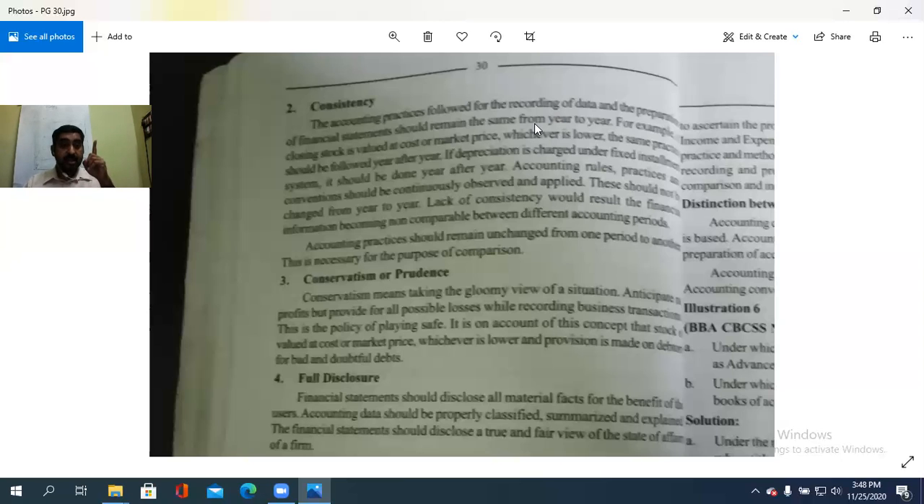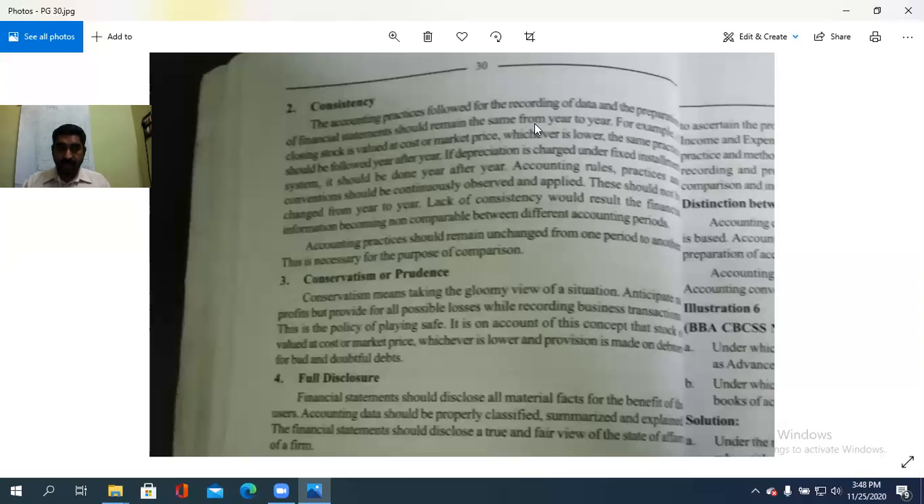With the exclamation, we need to put it this one. That is a very important word. We can't expect profit always. We need to face losses always. So while recording the transaction, we need to face losses. So that is the conservatism or the prudence.